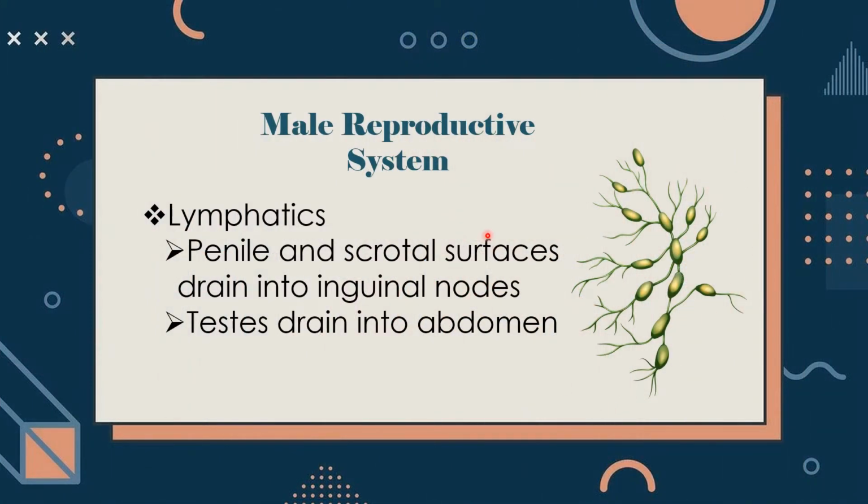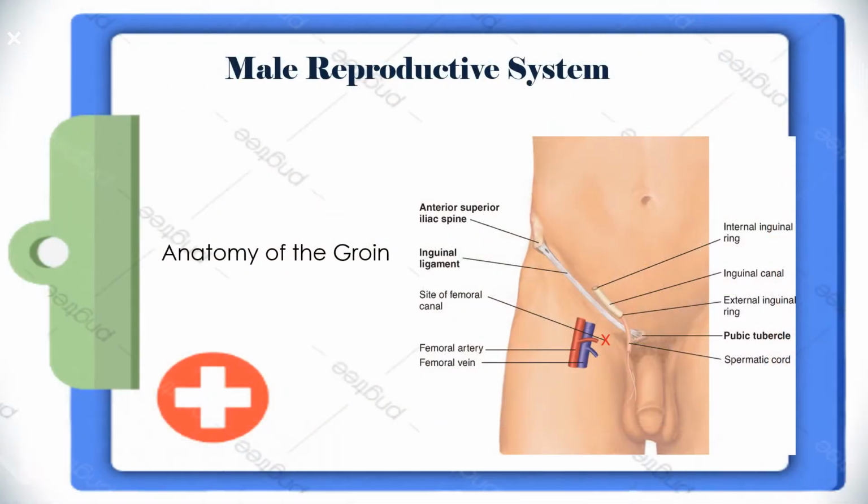Same with the female reproductive system, the male reproductive system also has lymphatics. Those from the penis pass primarily to the deep inguinal and external inguinal nodes, while the testes drain into the abdomen. Hernias among men or male clients are relatively common. Therefore, it is important to understand the anatomy of the groin.